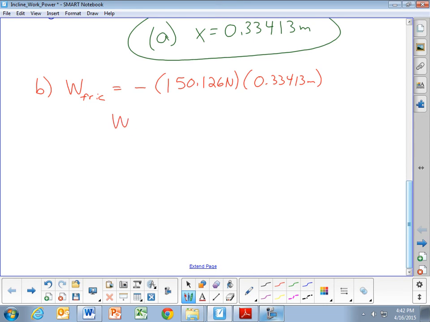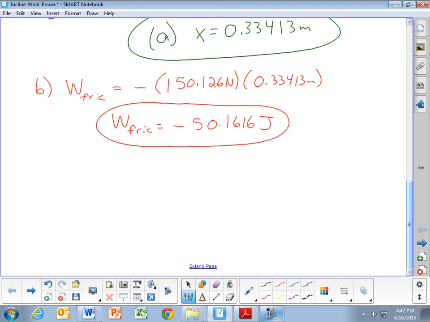And so the work done by friction is negative 50.1616 joules. So friction is taking energy away from this box. That's what negative work is. It's something that removes kinetic energy from an object.